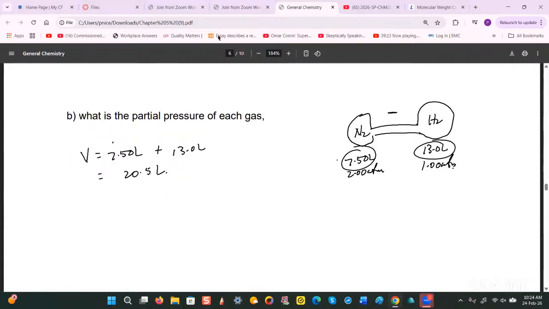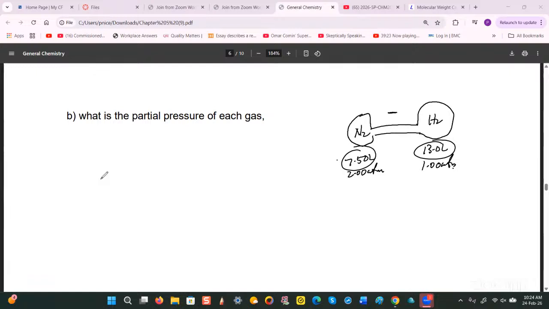And I presume that the question is asking for the partial pressure of each gas upon mixing. Well, this is where, let me just erase this here. This is where Boyle's law will apply for each gas. All right. So let's focus on the nitrogen first.